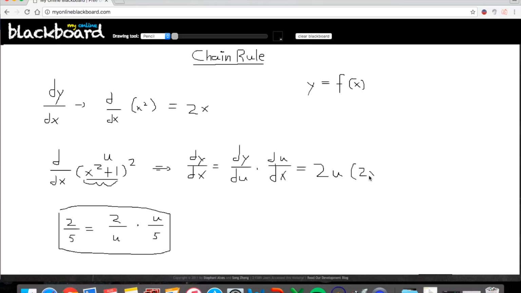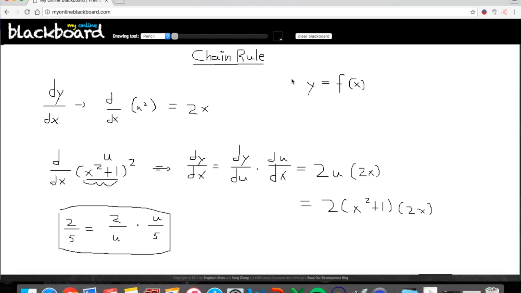But obviously I can't leave this u here, so I'm going to finally write the final answer, which is 2 times (x squared plus 1) times 2x. Or, if you want to simplify it even further, 4x times (x squared plus 1), or 4x cubed plus 4x, my bad. So that is essentially what the chain rule is.